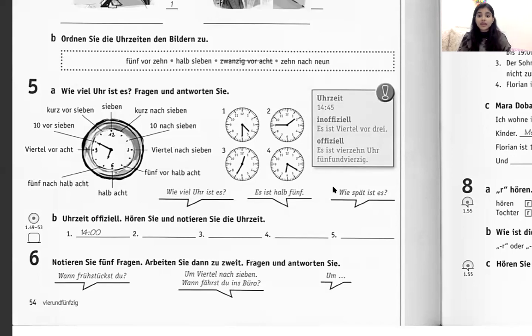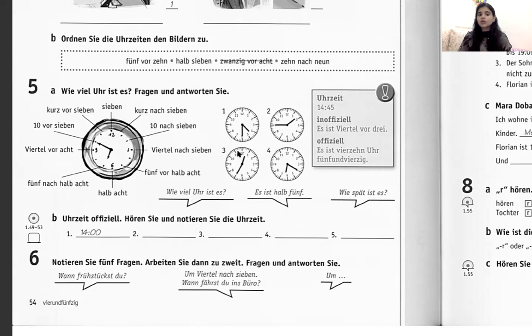And the standard way of asking this question is wie spät ist es? How late is it? Means what's the time? And another way a question could be asked, if someone is asking you the time, he or she can ask you this way also. Wie viel Uhr ist es? Wie viel Uhr ist es? So now by seeing this clock, it is 4:30. Even if you first inofficially, you can tell me the time like it is half five, es ist halb fünf, or you can tell me 16:30. You can also say it like es ist 16 Uhr 30.